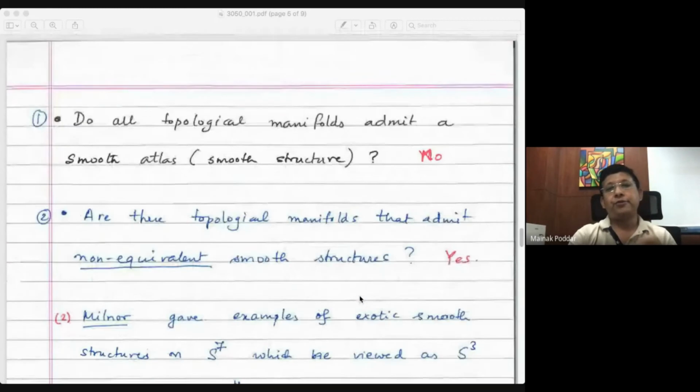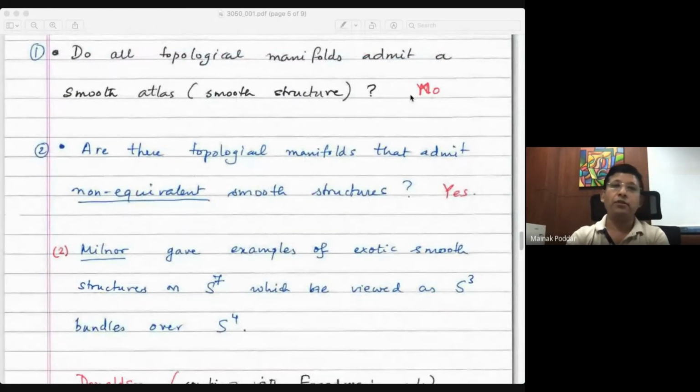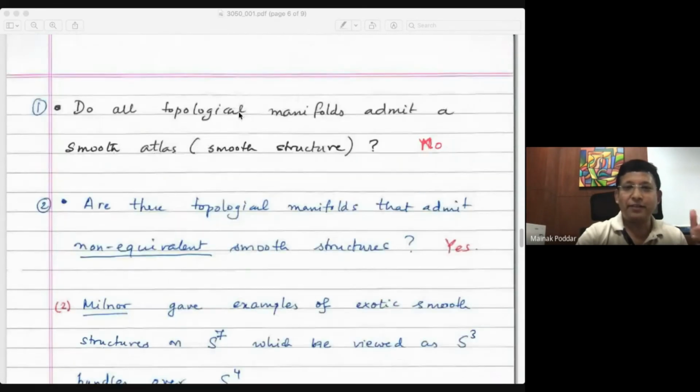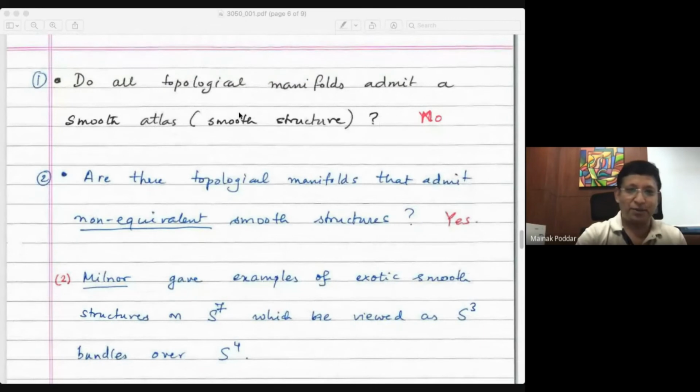Now I come back to those questions that we started with. Do all topological manifolds admit a smooth atlas or a smooth structure? Like, can you cover it with charts with smooth transition maps? And the answer is no. And anyways, Milnor gave some example a long time back, but Donaldson has given a really huge world of examples in dimension 4. And this is related to connections and curvature, so we'll just talk about that.